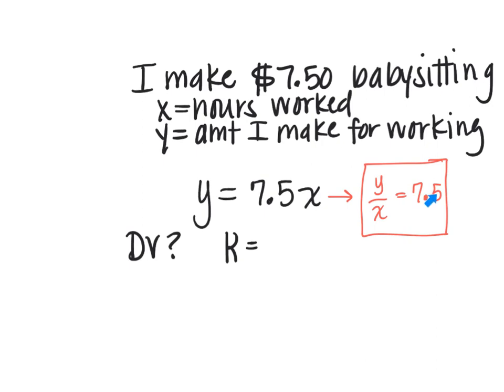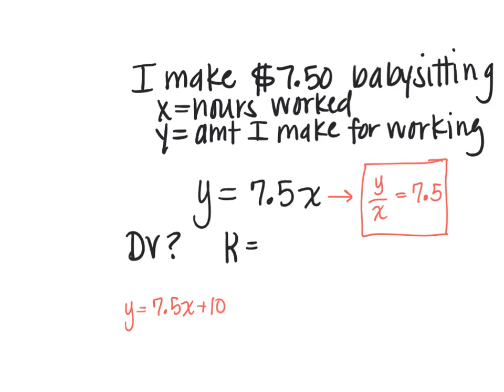That 7.50 is consistent. An example of something that wouldn't have a constant ratio is, let's say I make 7.50X plus I also just earn a flat $10 per week. So let's say I earn a flat $10 per week plus $7.50 for every hour that I work. Now, I don't have a consistent ratio between Y and X. My slope is 7.50, but I start at 10.